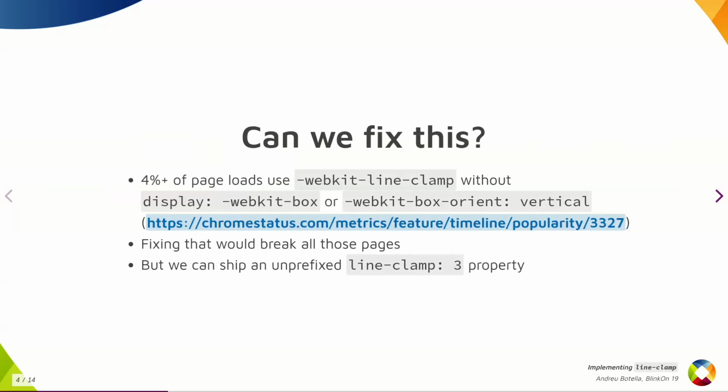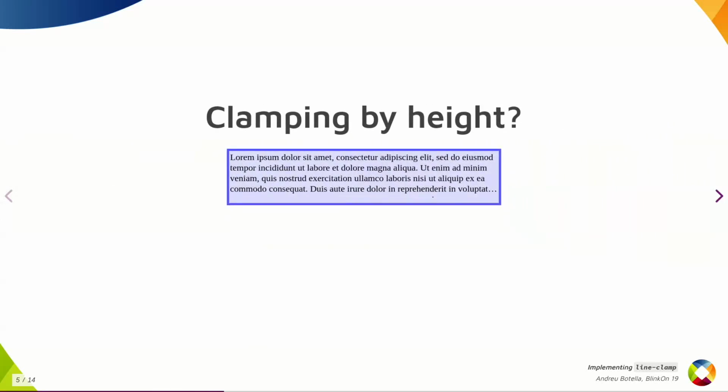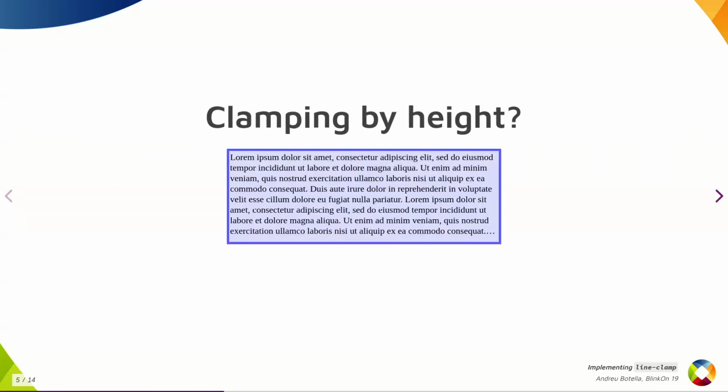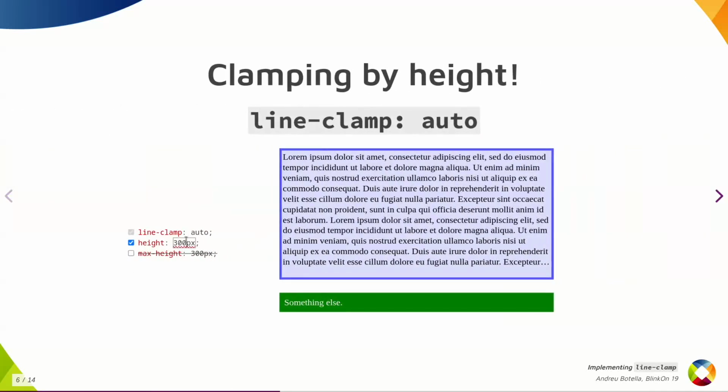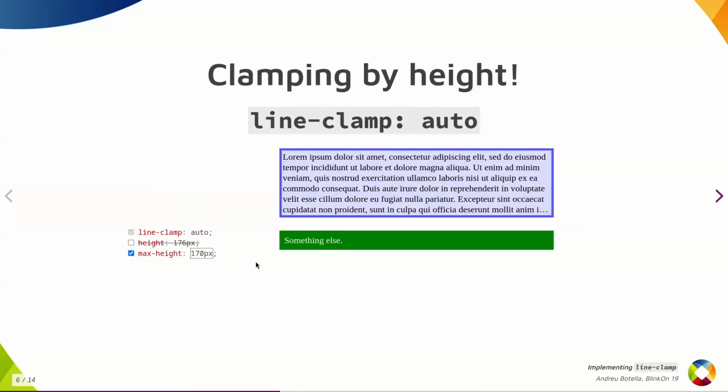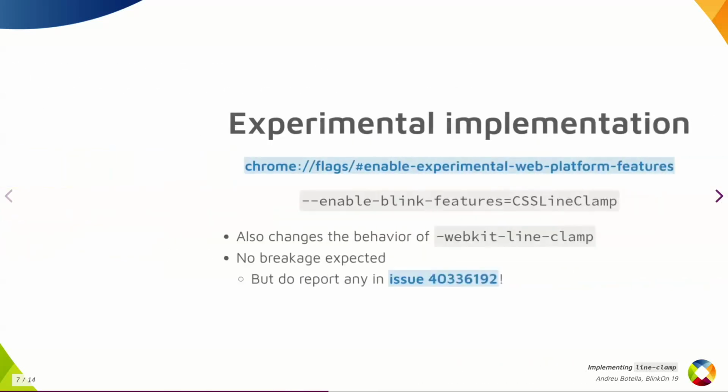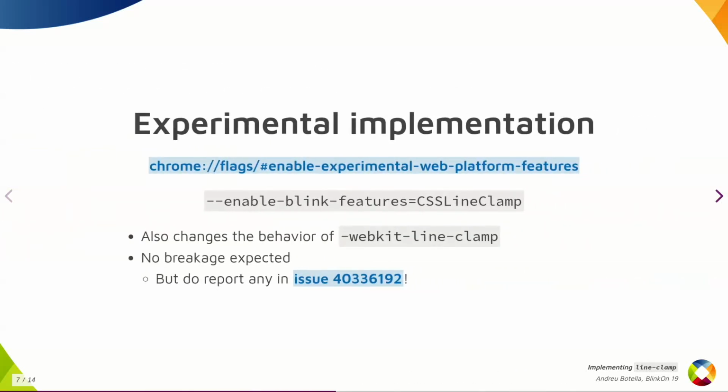But what we can do is ship an unprefixed line clamp property. And this way we can also allow clamping based on a height, which was not possible with the prefixed property, by setting line clamp to auto and specifying a height or a max height. We currently have an implementation of line clamp, including line clamp auto, which you can try out by enabling the experimental web platform features flag, or by enabling the CSS line clamp blink feature.